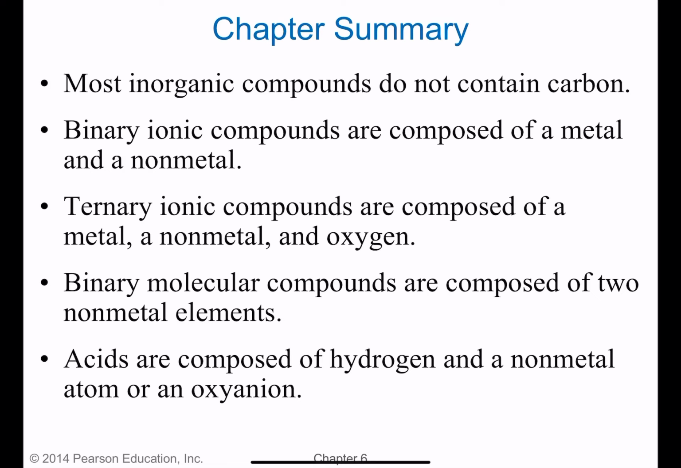So just to summarize what we talked about in this video and in the previous video, we've been talking about nomenclature for inorganic compounds, where they pretty much don't have carbon. There's a whole different set of rules for organic chemistry. By binary ionic, we mean a metal and a nonmetal. Ternary ionic means we have a metal and a polyatomic ion. And then binary molecular is basically a covalent compound. And then acids, we can have binary acids or ternary acids, where it's either hydrogen and a nonmetal or a hydrogen and a polyatomic ion.